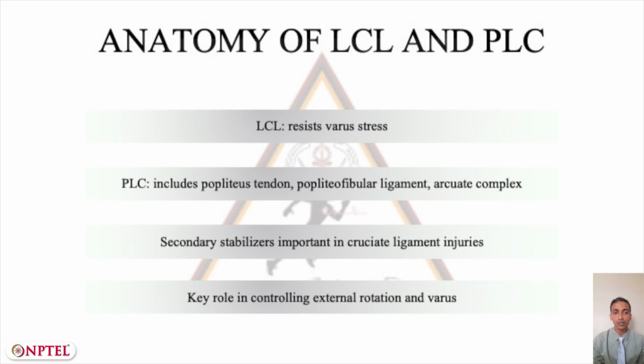The posterolateral corner is a complex of structures like ligaments, tendons, and capsule in the back and outside of the knee. These structures include the popliteus tendon, the popliteofibular ligament, and the arcuate ligament complex. These structures together provide stability against varus stress, which is the inward bending of the knee. It also provides stability against external rotation, and their role is critical when combined with cruciate injuries.